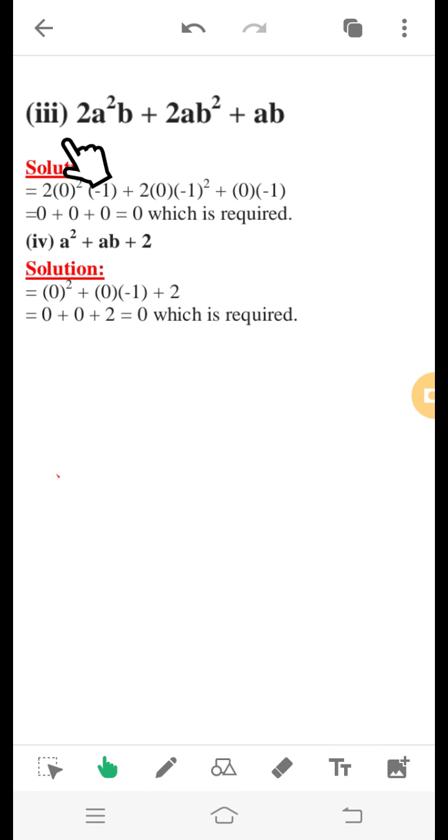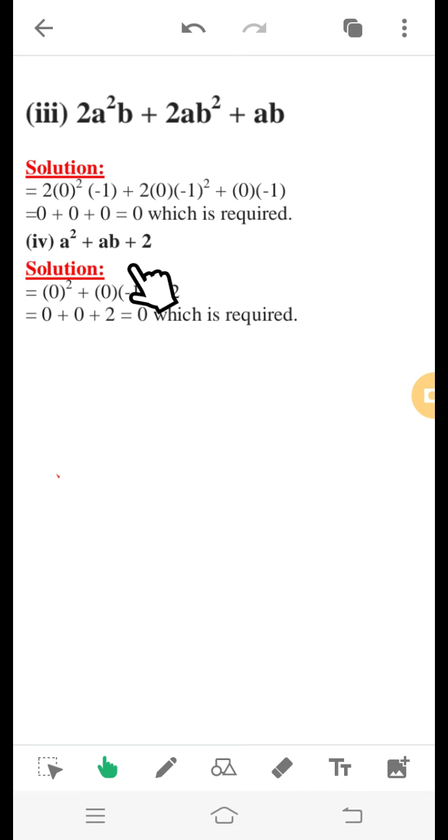Third one, 2a square b plus 2ab square plus ab. Put the value a is equal to 0, b is equal to minus 1. We get 2 into bracket 0 square minus 1 plus 2 into bracket 0 minus 1 square plus 0 minus 1. All the numbers are multiplied with 0, so its answer is 0.